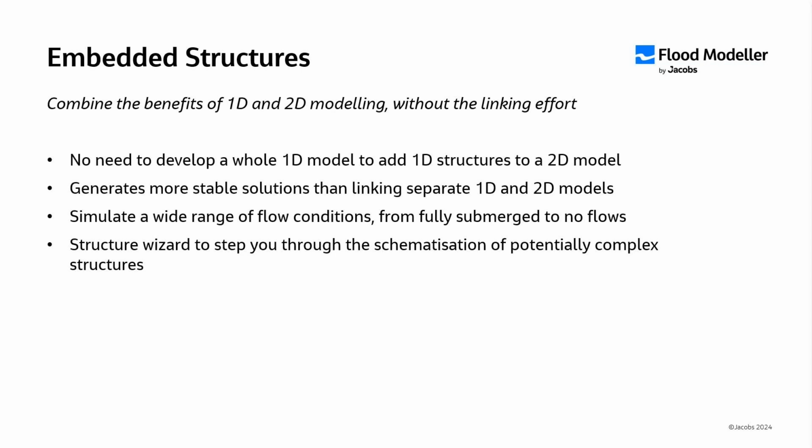But the embedded structures tool for Modeler takes a lot of that effort away. It's really easy to draw these kinds of features. So using the embedded structures tool, you don't need to develop a whole separate 1D model to add 1D elements to a 2D model. The way it works also means it's more stable than linking separate 1D and 2D models, and it can simulate a wide range of flow conditions. If you're familiar with 1D modeling, you often need initial conditions of some kind, but in this case you don't. It's just a case of create the feature and run your model. It can run completely dry and run fully submerged as well. So really quite useful.